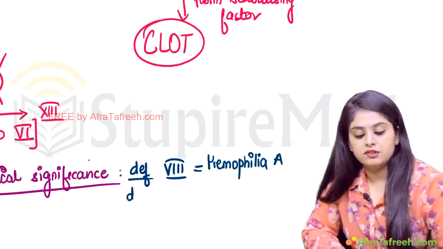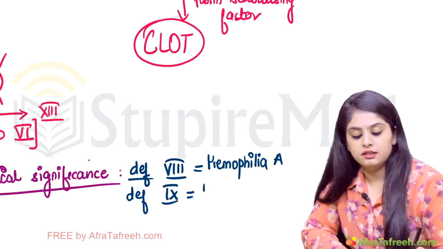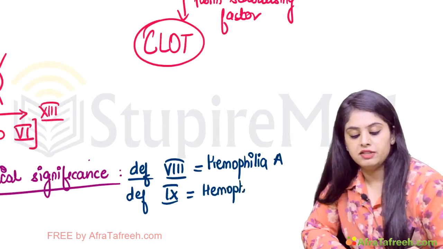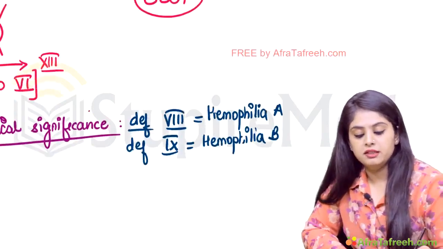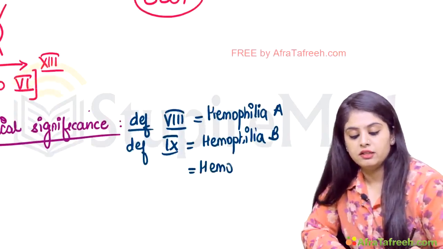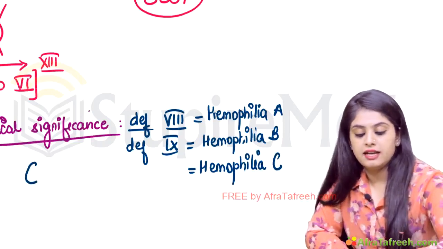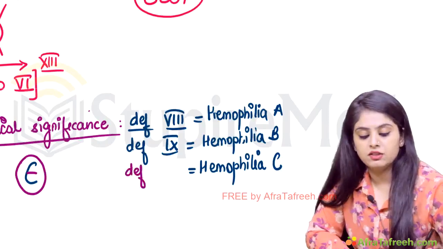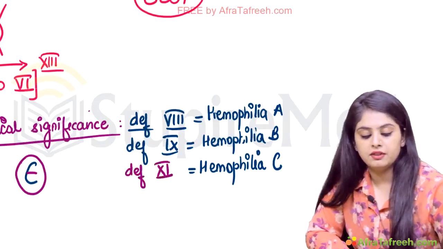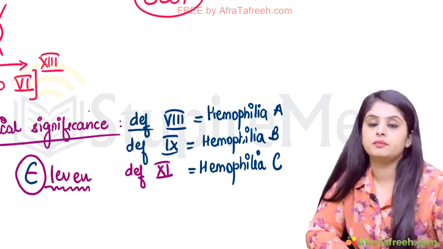If there is a deficiency of the next clotting factor, that is clotting factor number 9, this will result in hemophilia B. Similarly, there is also something known as hemophilia C, and convert the C and add one more line here. So I'm converting it into an E. So that is deficiency of factor number 11.